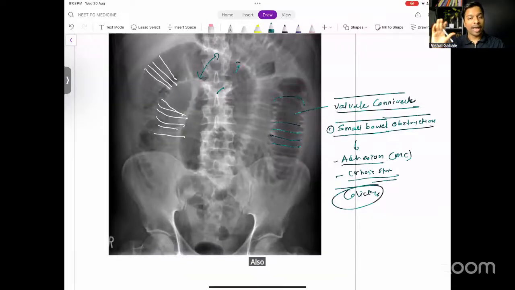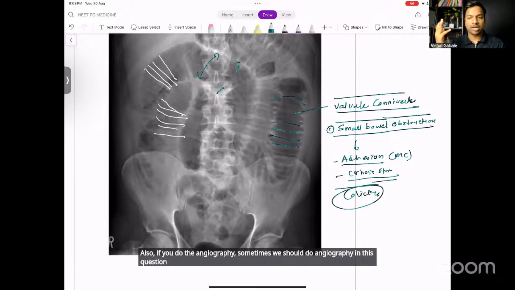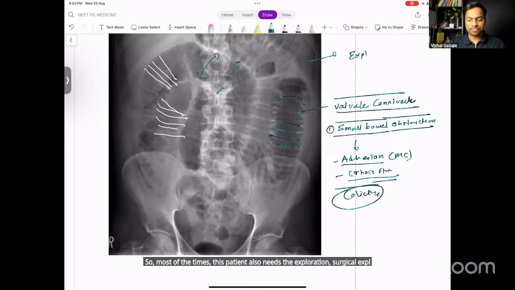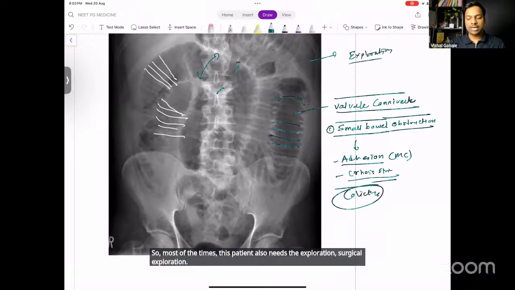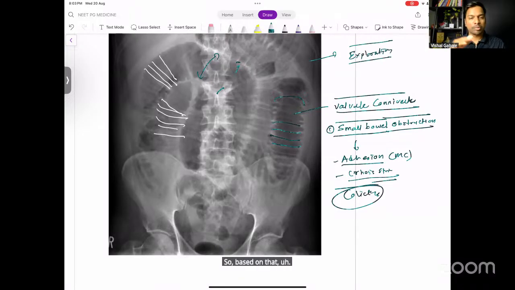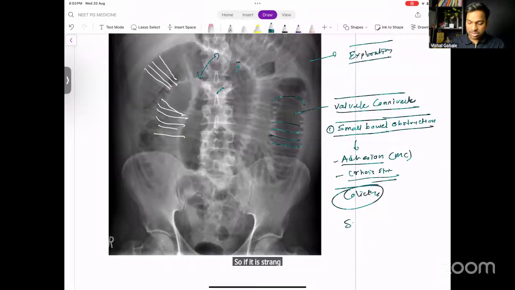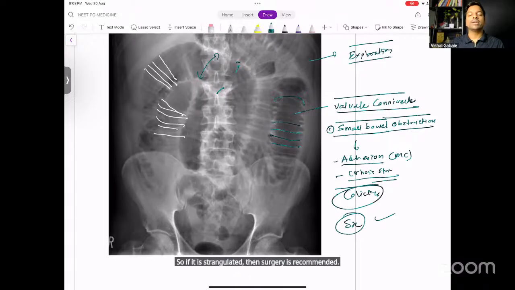Sometimes we should also do angiography in this patient if you're suspecting mesenteric ischemia, anything like this. But if strangulated bowel is there, most of the time this patient also needs surgical exploration, laparoscopy, what we say. So based on that, the surgeon decides. If it is strangulated, then surgery is recommended. If severe abdomen is there, surgery is recommended.